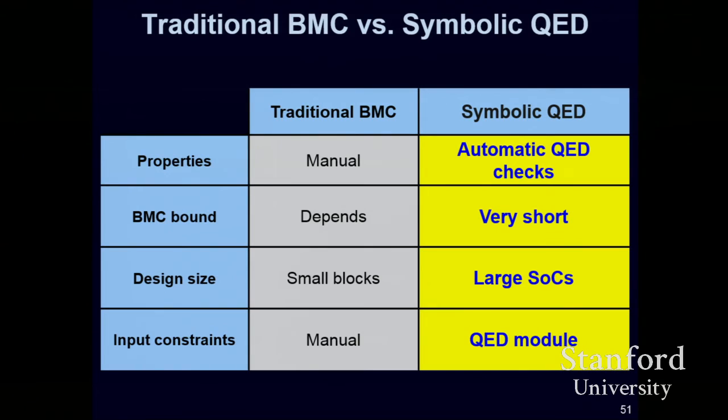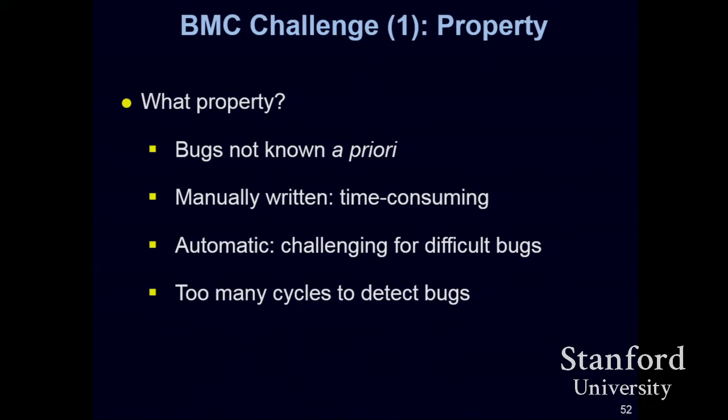What's very nice about the technique that we have is that we're able to deal with all of these problems. So I'm going to show you how we deal with the property problem. Basically, we're leveraging the QED to come up with a universal property, which I think is very exciting. The other thing is, because the QED technique is designed to find bugs fast, we end up only having to unroll a few cycles. We also have a technique for dealing with large SoCs, and part of the properties of QED allow us to partition the SoC in various ways to get around large design size. And then we have a hardware module that's only used during testing. You don't have to put it on your chip, called a QED module, that helps solve the problem of the input constraints.